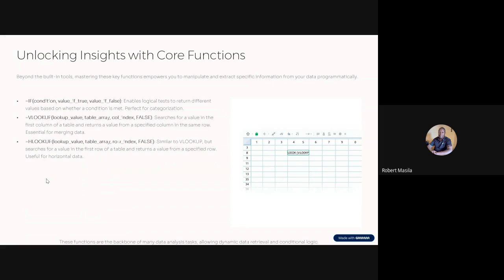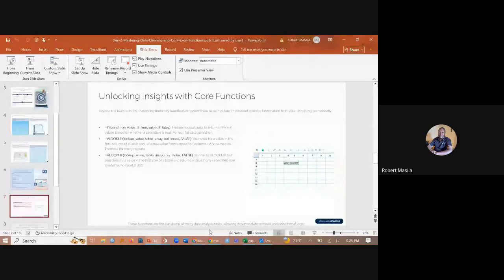The sister, HLOOKUP, horizontal lookup, does almost the same as VLOOKUP, but this one searches for data in a horizontal table, a table that is arranged in a horizontal way. So let's do a VLOOKUP and see how we can use it in merging data.